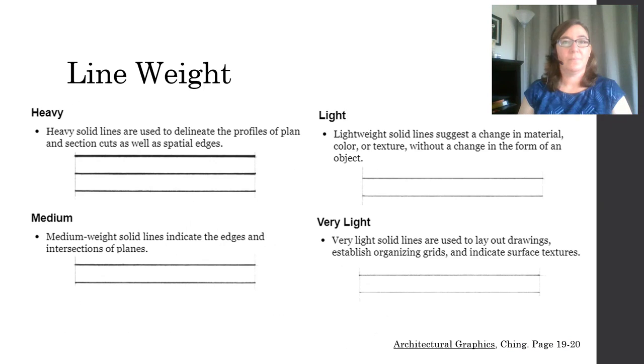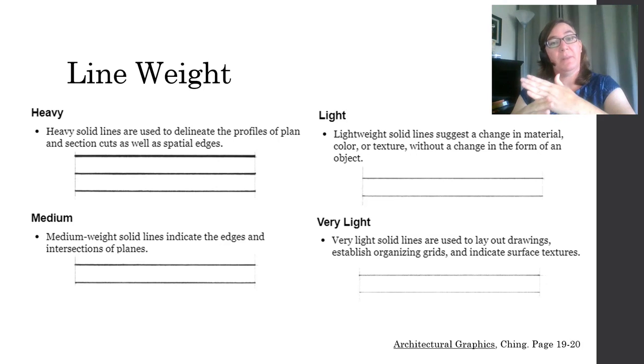So here's another look at some of those different line weights, starting with heavy. These are slightly different terms than the last slide, but a heavy solid line is going to delineate the profiles of plan and section cuts. Those are going to be your heaviest line, and spatial edges. Moving to medium lines, they're going to indicate edges of form and any intersections of plane.